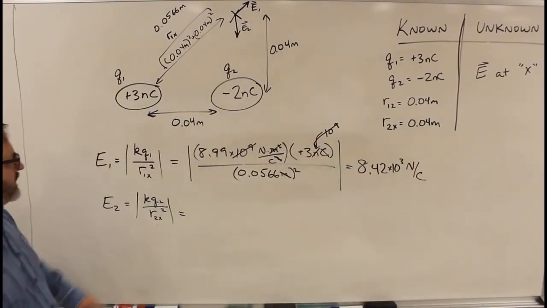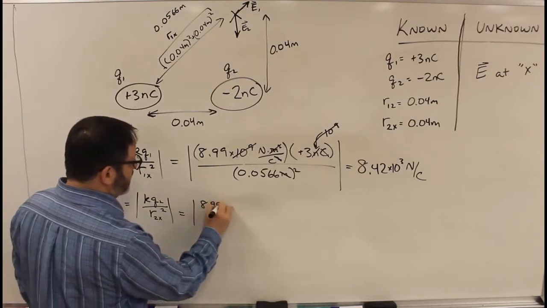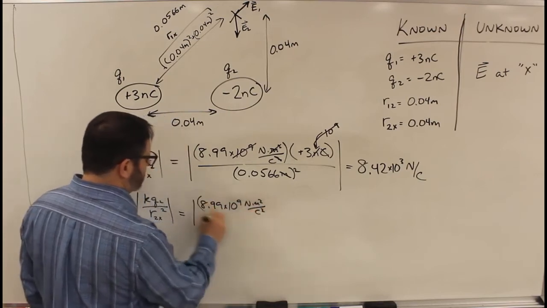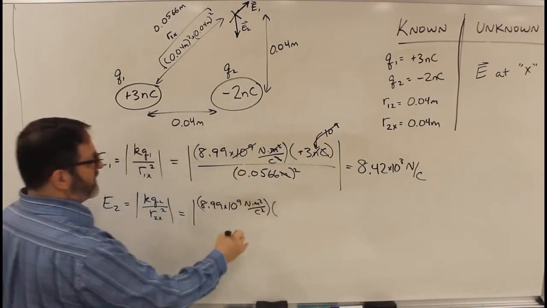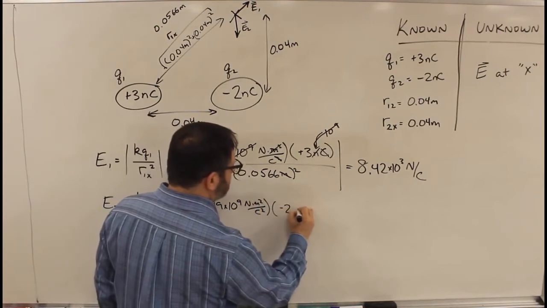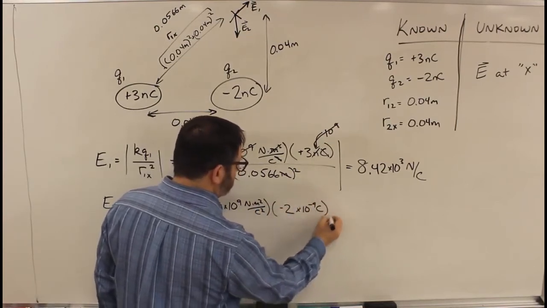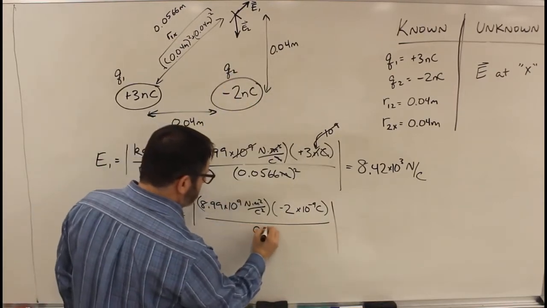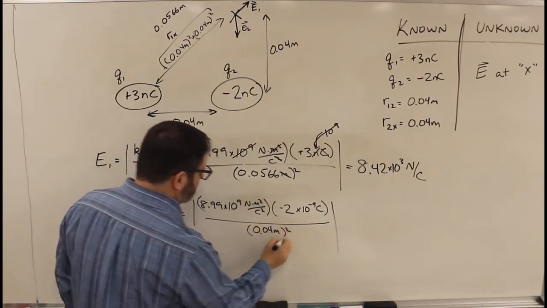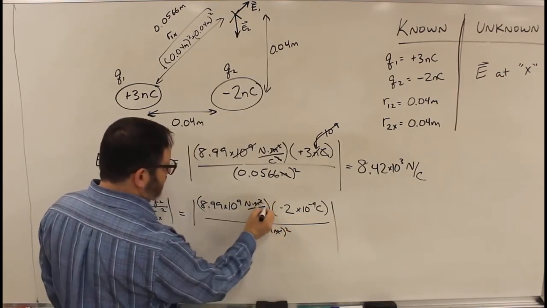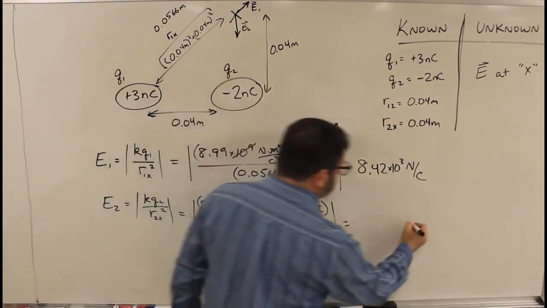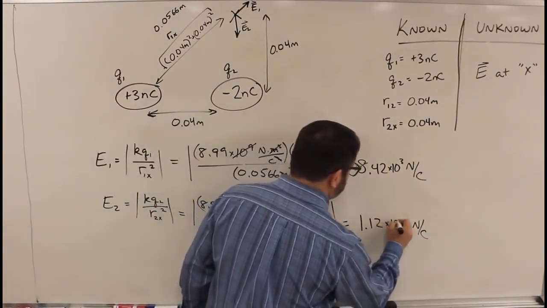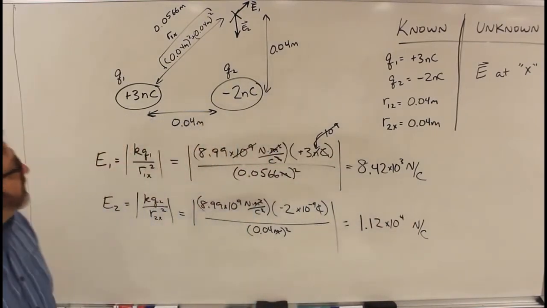And then if we do the same thing here, 8.99 times 10 to the 9th newton meters squared per coulomb squared times, this time negative 2 times 10 to the minus 9 coulombs over 0.04 meters squared. And again, the units end up as newtons per coulomb. 1.12 times 10 to the 4th newtons per coulomb.